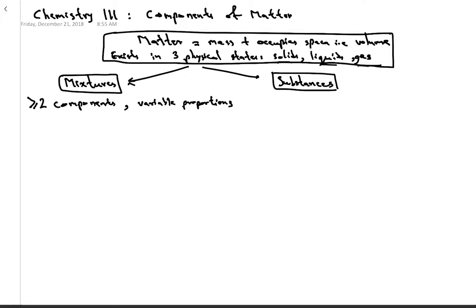In case of substances, on the other hand, they have fixed composition throughout. Now that could be consisting of either elements or compounds, but they have the same composition throughout in case of these substances, whereas in mixture you have two or more components and they have variable composition.